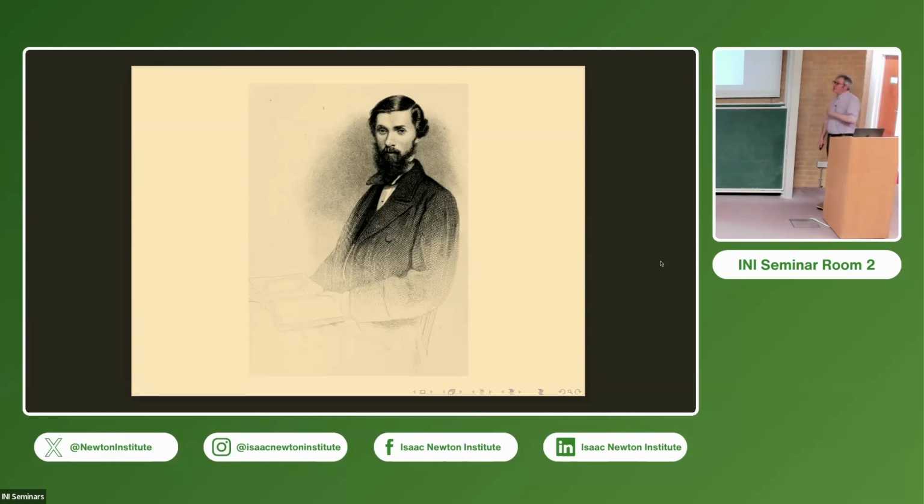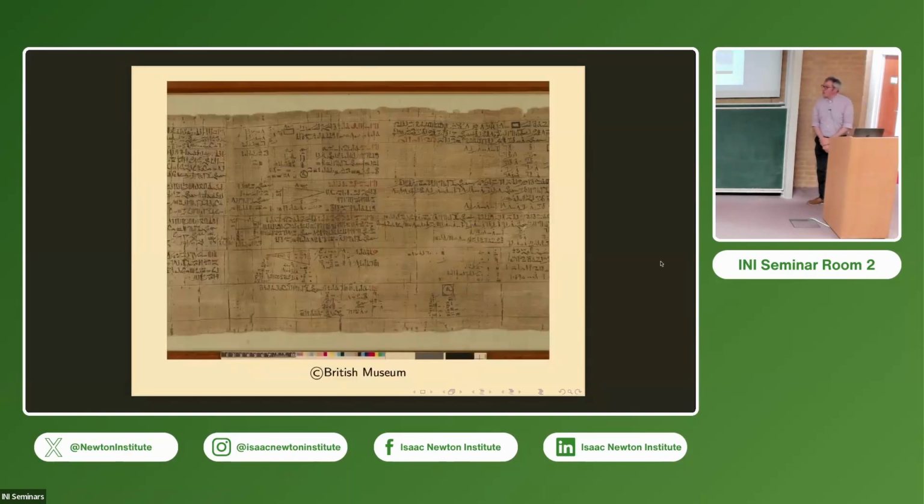But before that happened, he'd amassed a collection of various objects, some of which he'd excavated, some of which he bought from antiquities dealers in Egypt. And the bulk of his collection is now in Edinburgh, in the National Museum of Scotland. But one or two things did find their way to the British Museum. And this is one of them.